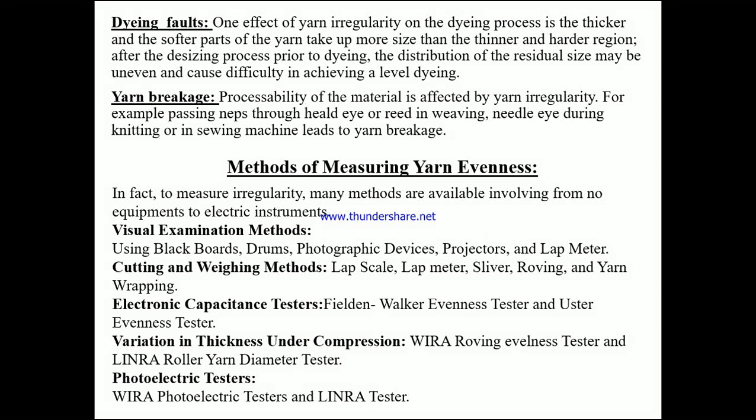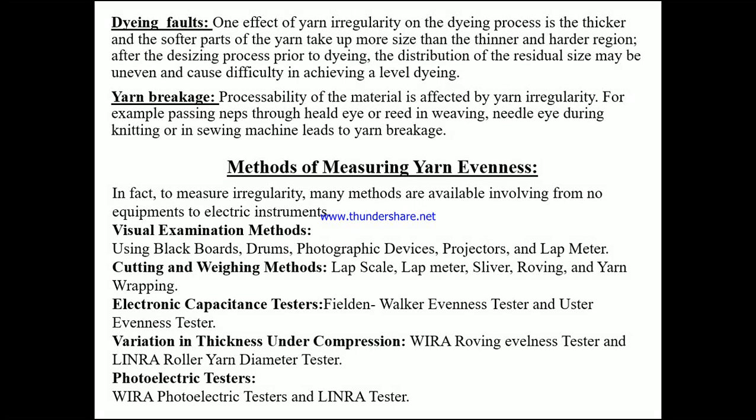The methods of measuring yarn evenness. There are various types of methods available for measurement of yarn evenness, and I shall discuss them one by one. The first one is the visual examination method. In this method, we need a blackboard, a drum, a photographic device, projectors and a lap meter. We wrap the textile strand over a blackboard, and after wrapping we see visually how many uneven places, thick places, thin places and naps are there in the yarn.